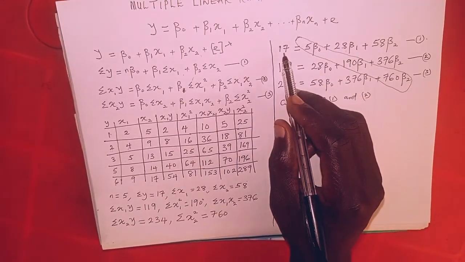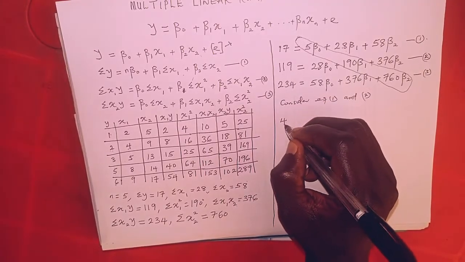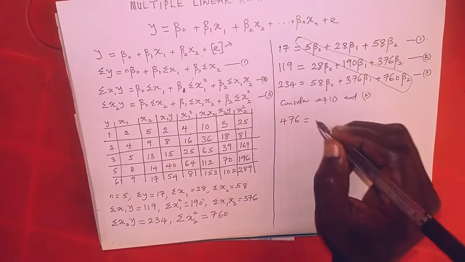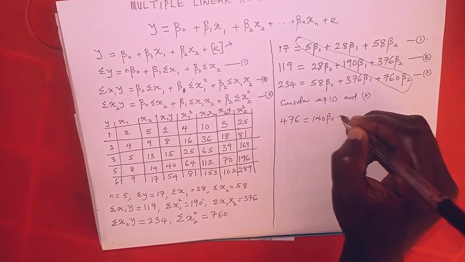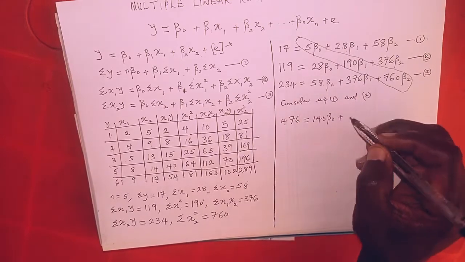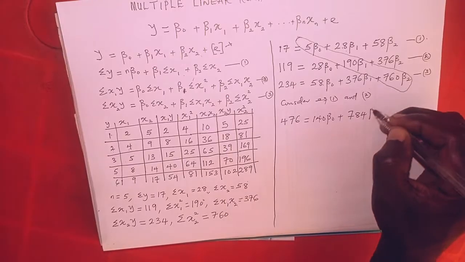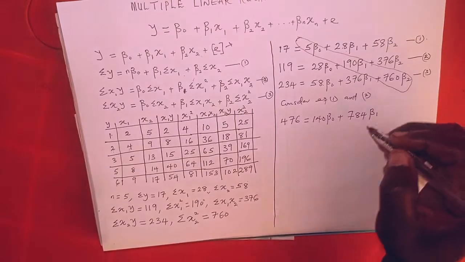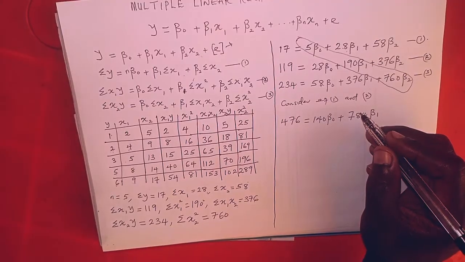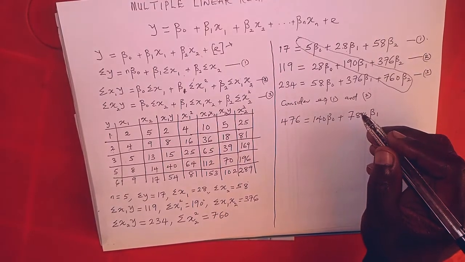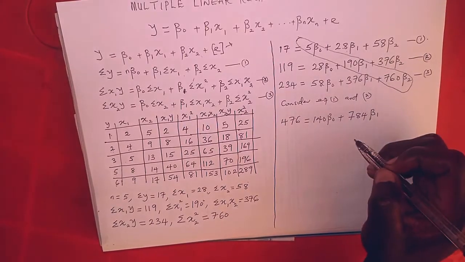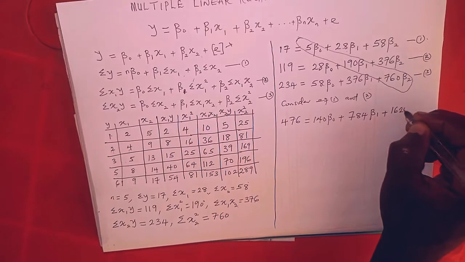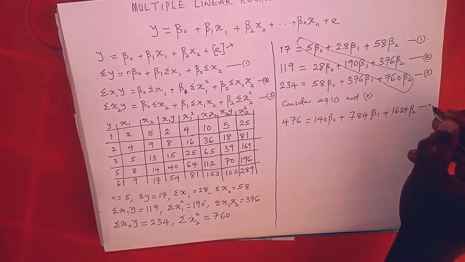So now 28 multiplied by 17, that will give us 476 equals 28 multiplied by 5. That will be 140 beta naught plus 28 multiplied by 28. That was 784 beta 1. Then we're going to say 28 multiplied by 58. 28 multiplied by 58, that will be 1624 beta 2. So we can name this one to be equation 4.